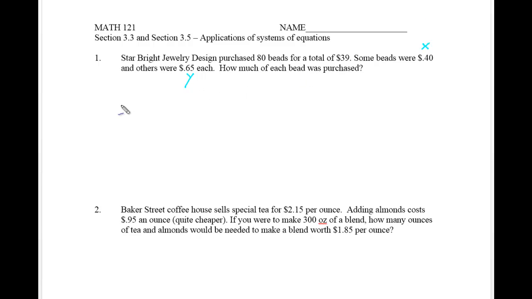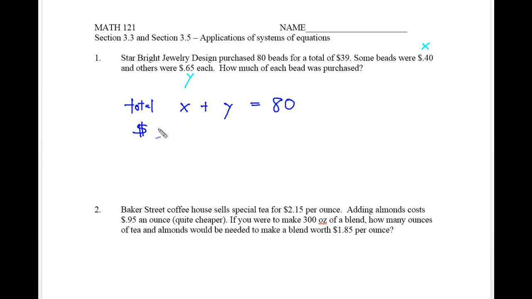Now the two rows I'm going to come up with, there's a total row which talks about the total number of beads I have, and then there's going to be a cost row which talks about the money. Now in the first sentence it says the jewelry design had 80 beads for $39. So the total row is going to be my x beads and my y beads adding up to a total of 80 beads. I'm either going to have 40 and 40, 30 and 50, or as wild as maybe 5 and 75.